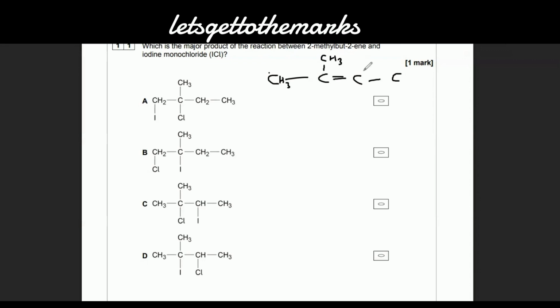Let's just count: one, two, three, four. That's fine. I need another hydrogen there. And then this is a methyl group here. So I could do that or I could write CH3. It doesn't really matter.